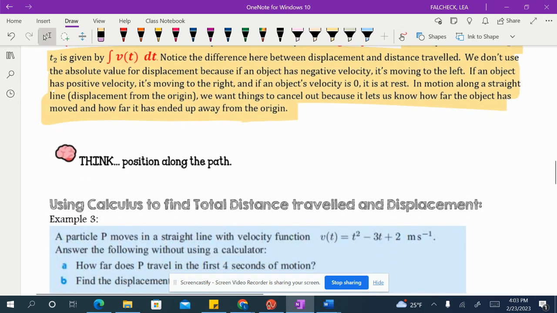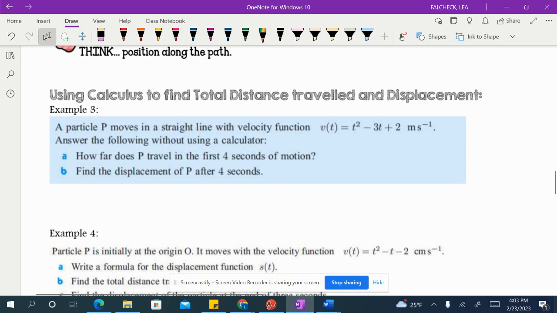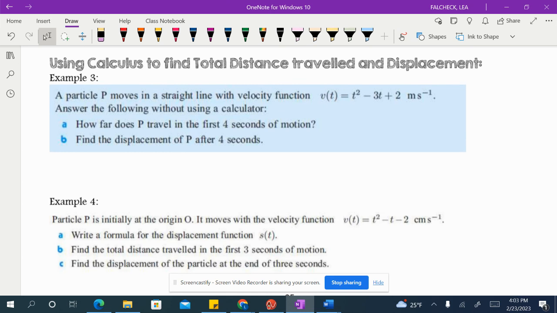So when you think displacement, think position along a path, okay? So when we use calculus to find total distance traveled and displacement, we do stuff like this. Just check out example number 3. A particle P moves in a straight line with velocity function v of t equals t squared minus 3t plus 2 meters per second. Answer the following without using a calculator. A, how far does P travel in the first 4 seconds of motion?